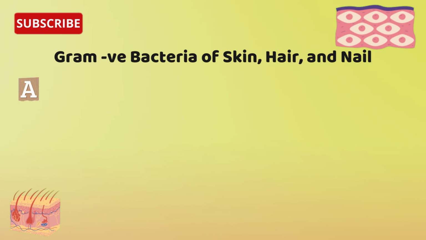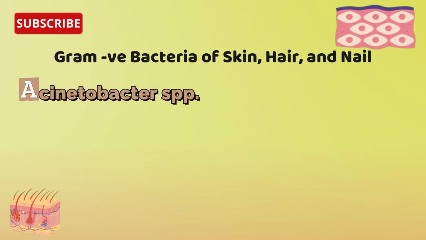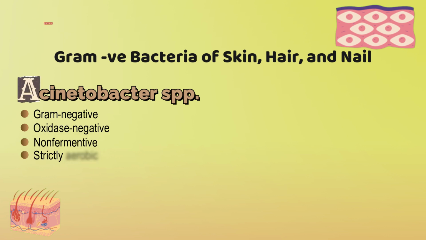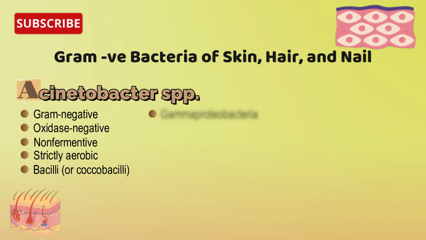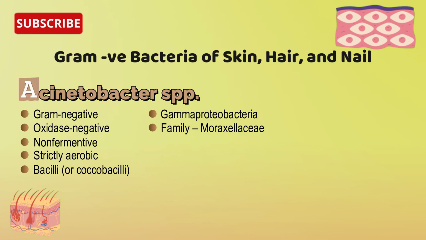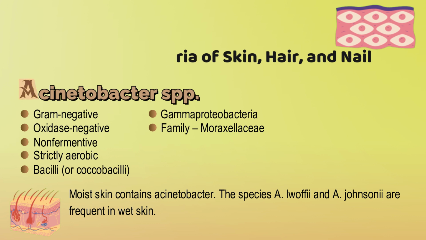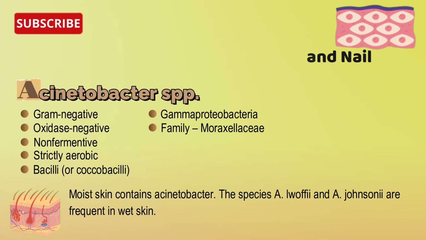And the last one is Acinetobacter species. It is gram-negative, oxidase-negative, non-fermentative, strictly aerobic, bacilli or coccobacilli, gamma proteobacteria, and belongs to the family Moraxellaceae. Moist skin contains Acinetobacter species. The species Acinetobacter lwoffii and Acinetobacter johnsonii are frequent in wet skin.